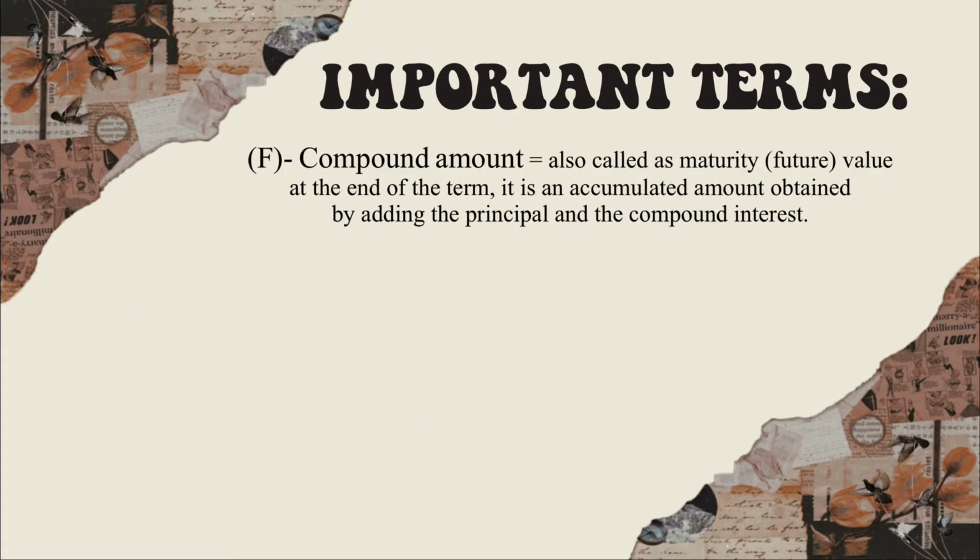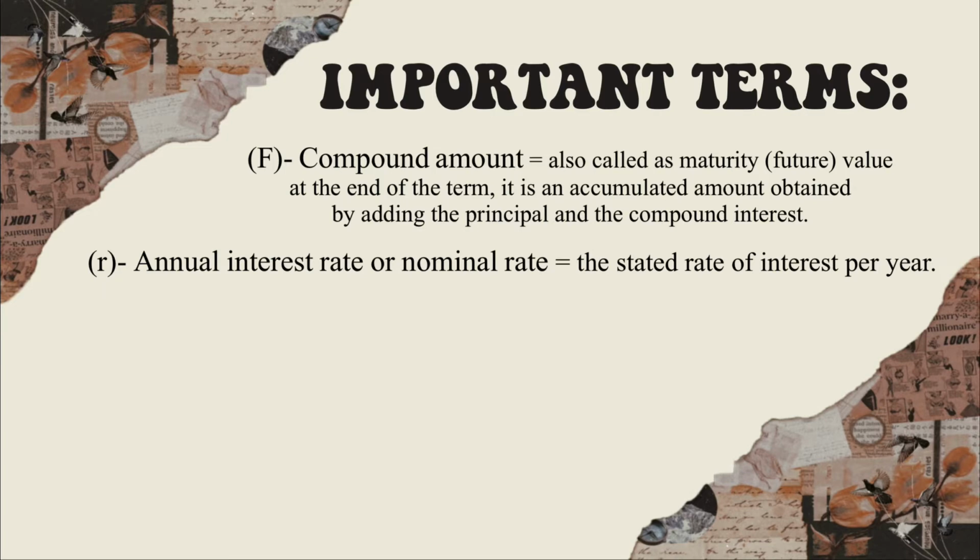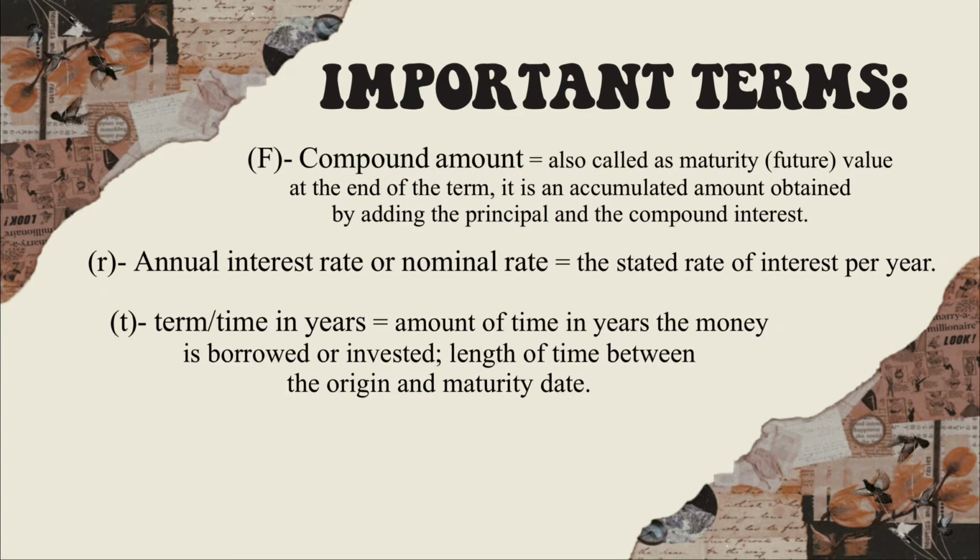F, compound amount, also called the maturity or future value at the end of the term. It is an accumulated amount obtained by adding the principal and the compound interest. R, annual interest rate or nominal rate. It is the rate of interest per year. T, term or time in years. It is the amount of time in years the money is borrowed or invested.